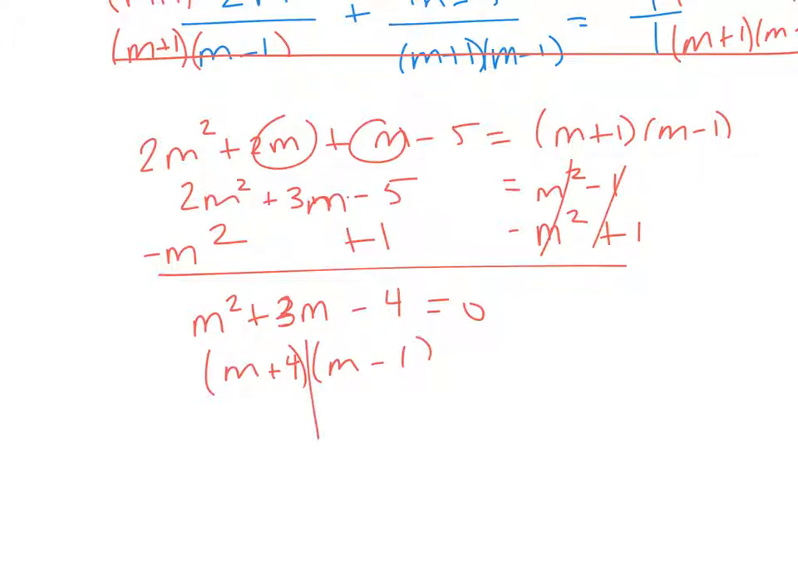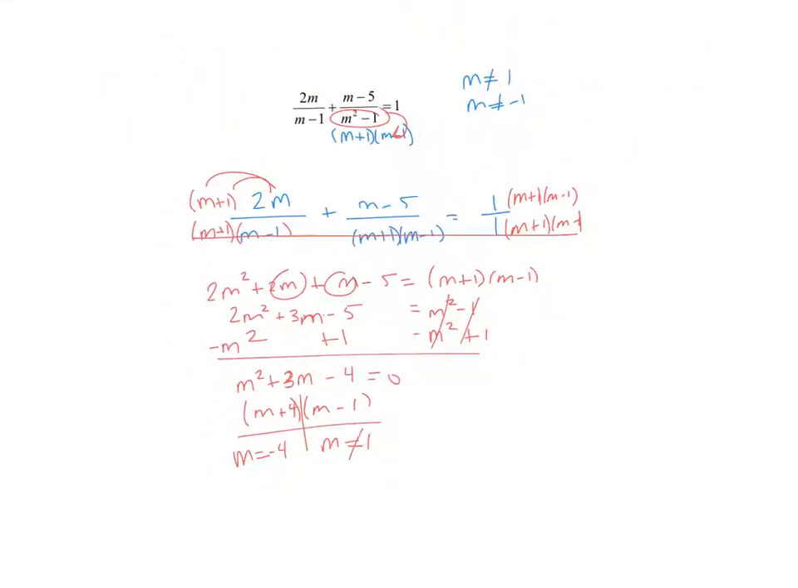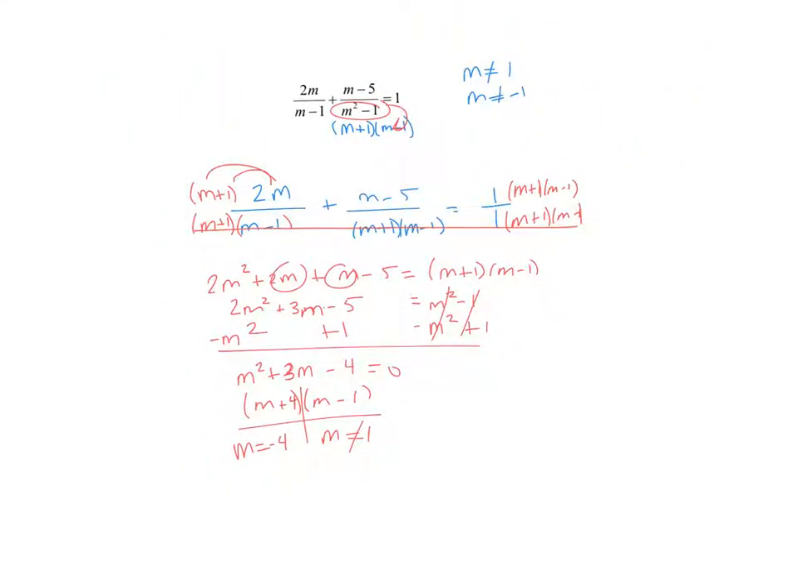Okay, so now I can solve for m, and I end up getting m equals negative 4 and m equals 1. But if you remember, we said that 1 cannot be an answer because it makes our denominators undefined. We stated that up here. So I'm only going to accept the answer m equals negative 4 because m equals 1 is an extraneous solution. You were able to solve for it, but it did not satisfy the original equation.